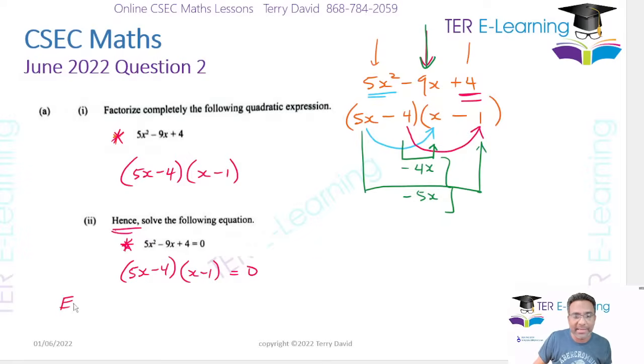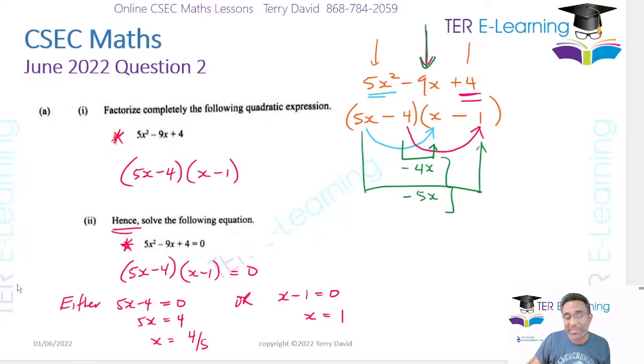All you need to say is either 5x minus 4 is equal to 0. So you put one of the brackets equal to 0. So 5x is equal to 4, and therefore x is equal to 4 over 5. So that's one answer. Or you can put the second bracket equal to 0. That's x minus 1 equal to 0, and therefore x is equal to 1. So those are my two solutions. That's it.